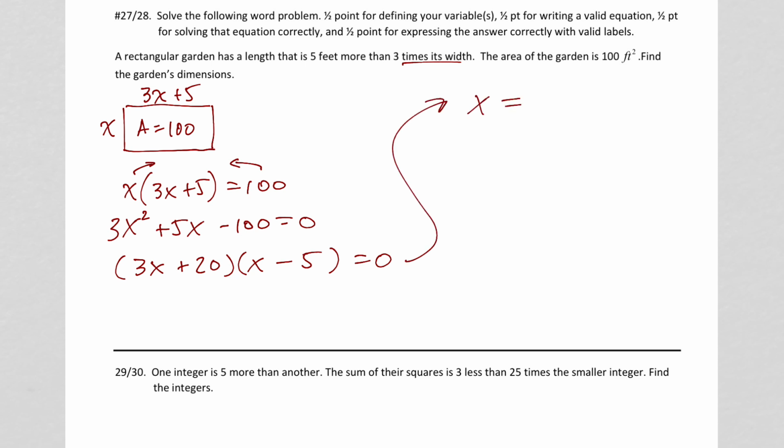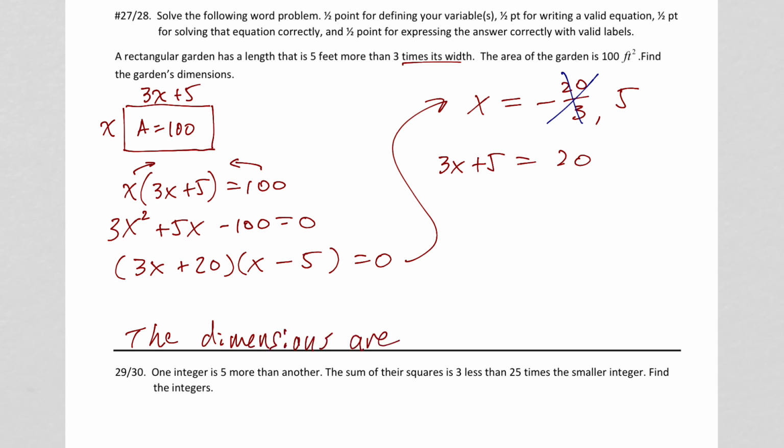So this tells us that x is equal to negative 20 over 3 and positive 5. But for negative 20 over 3, we can go as small as 0, but we can't go negative. It doesn't make any sense. So we have to throw this out. So now we know that x is 5. 3x plus 5 is the length. 3 times 5 is 15. 15 plus 5 is 20. So this is in feet. So the dimensions are 5 feet by 20 feet.